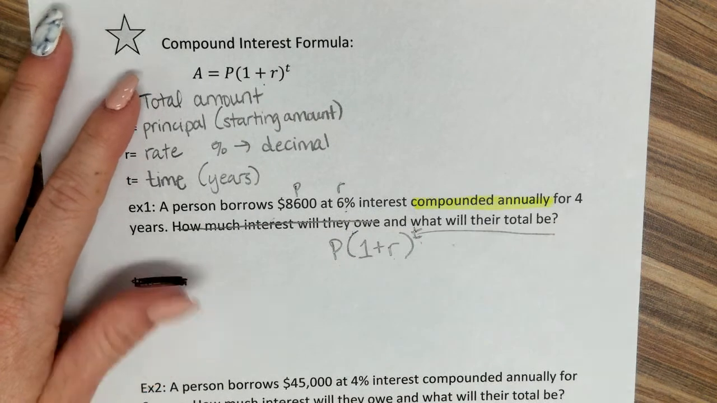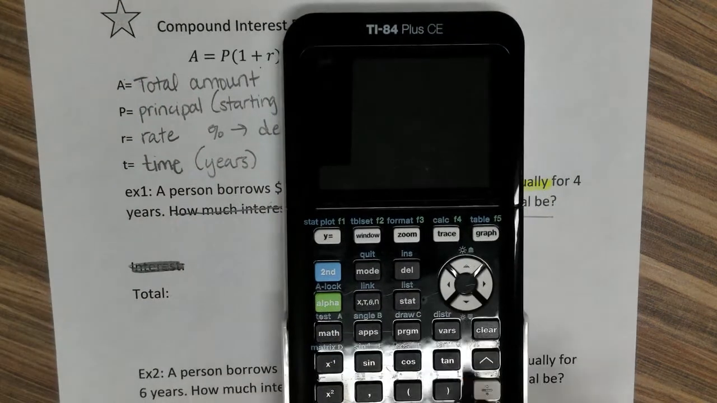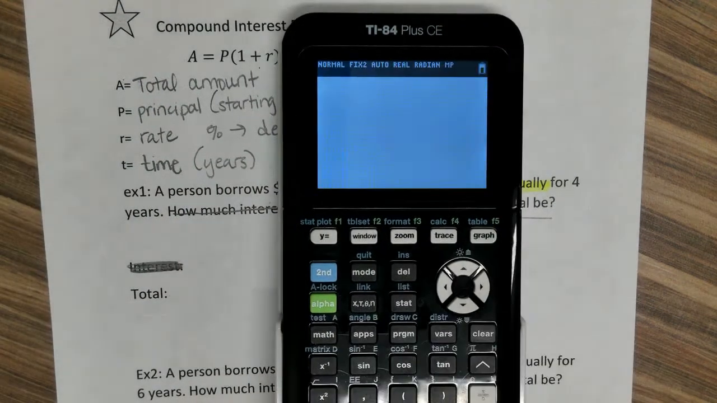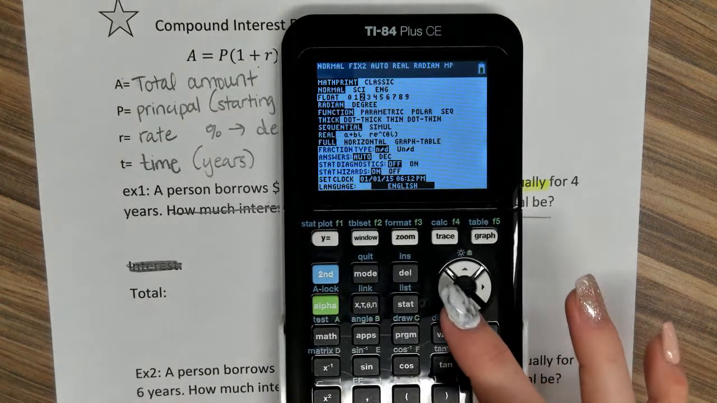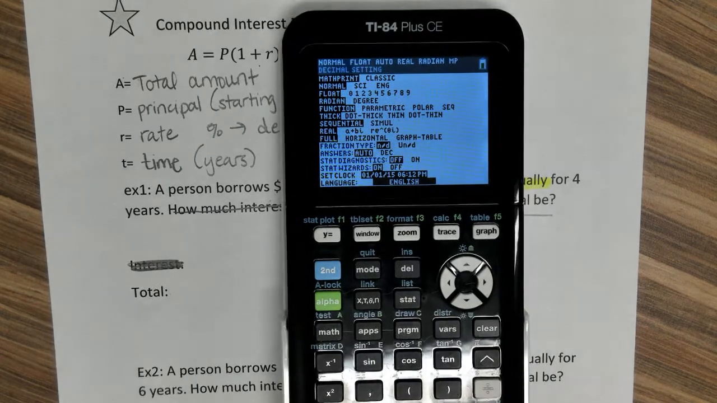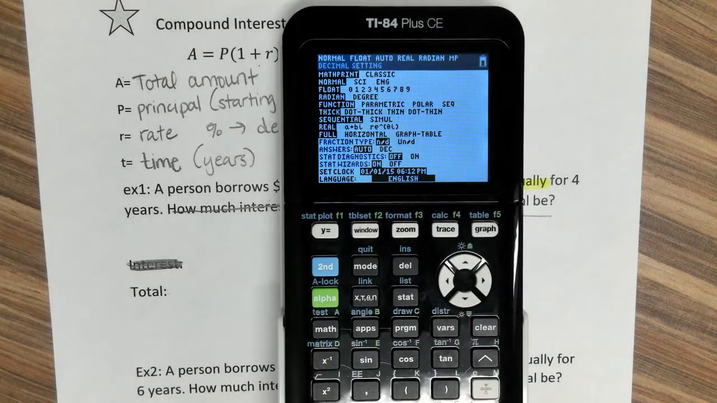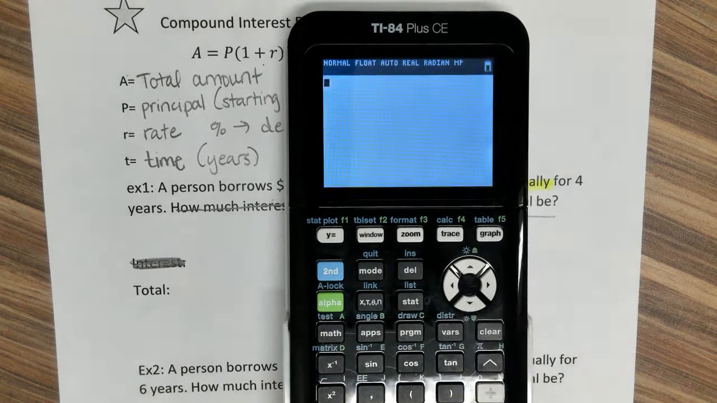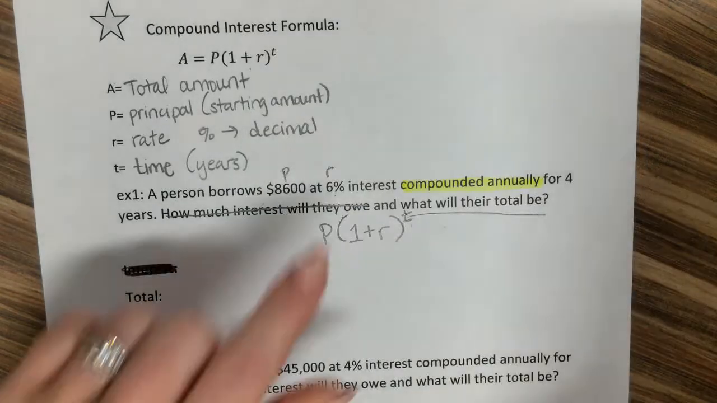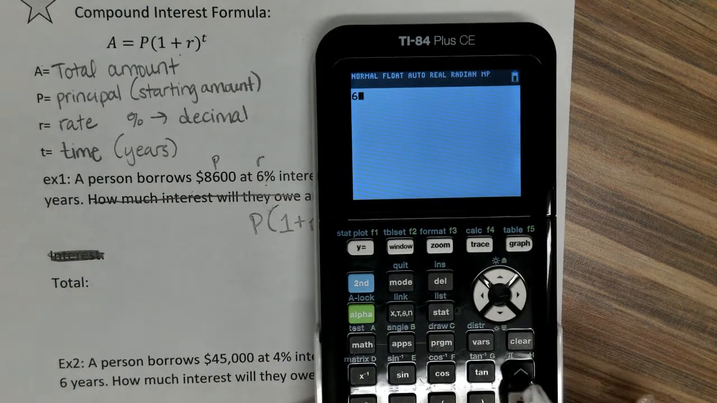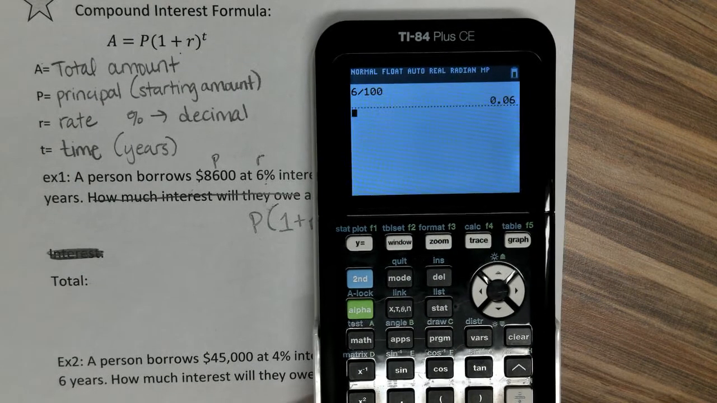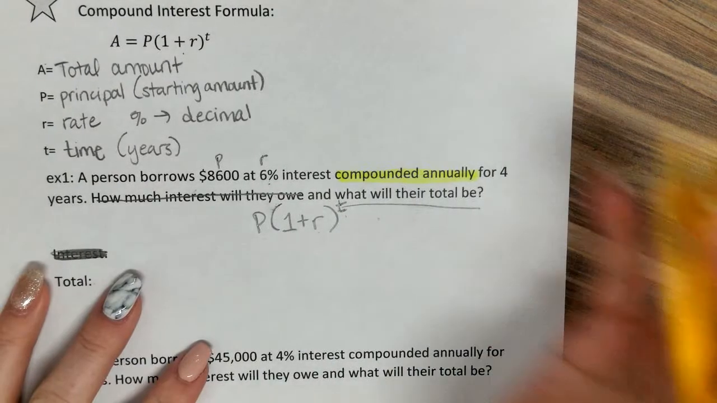So everybody stop what you're doing and take your calculator out of rounding mode. It will make every answer wrong. So go to mode, get out of float 2. Just put it in float. Your answer will be wrong if you're in float 2. All right, we need to change 6% to a decimal by dividing by 100. 6 divided by 100 is 0.06. Write that down.